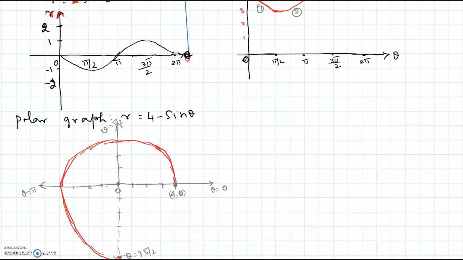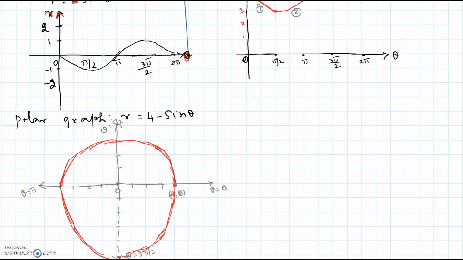And then from 3 pi by 2 to 2 pi, it reaches 4 again. So it completes that circle. It's not exactly a circle, but this is how it is done. So it is the first part in the Cartesian graph. This is the part corresponding to 1. This is the part corresponding to 2. This is the part corresponding to 3. And this is the part corresponding to 4.